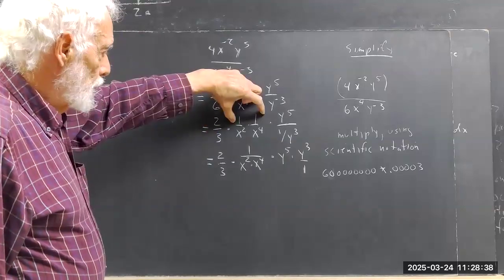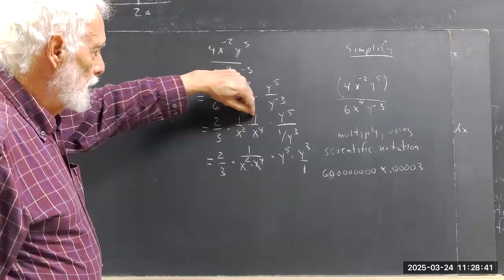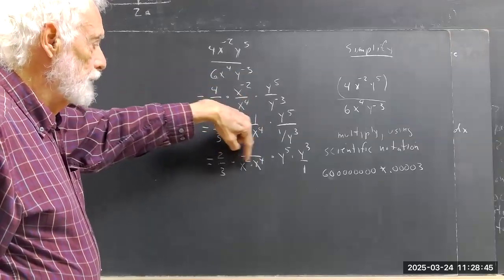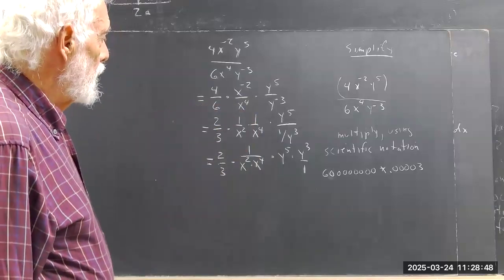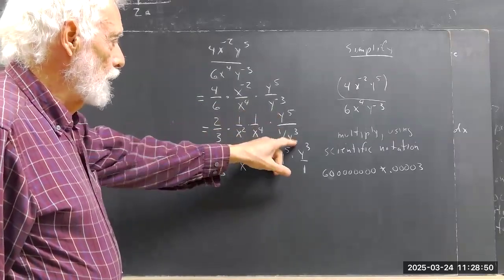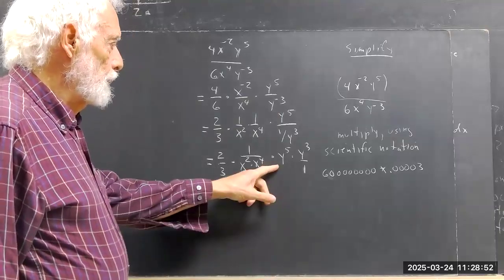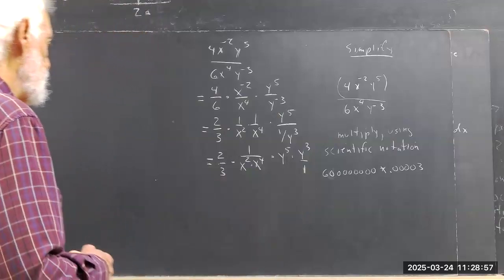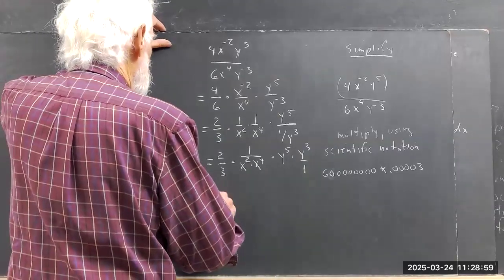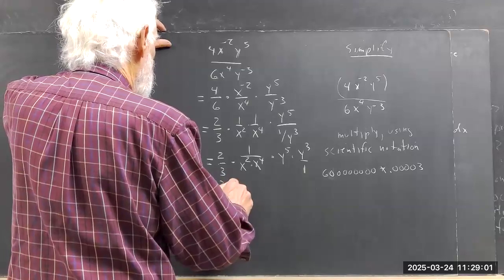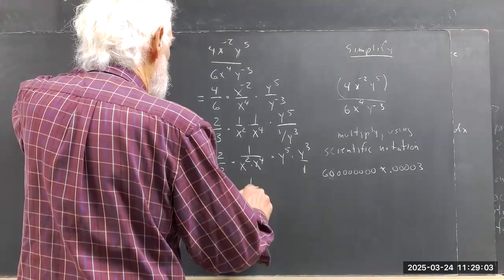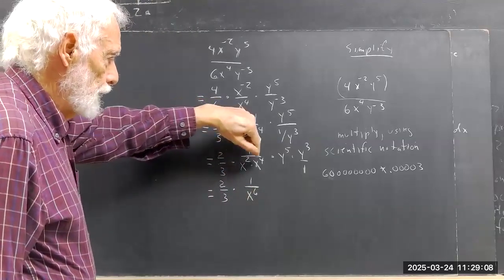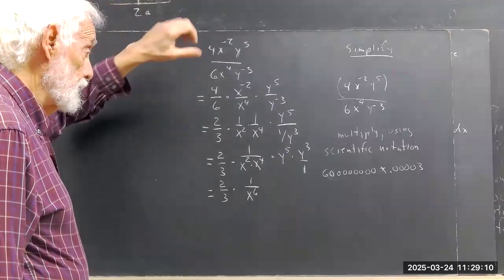First of all, we multiply these two fractions. Multiply the numerators, we get 1. Multiply the denominators, we get x squared times x to the 4th. For dividing y to the 5th by 1 over y cubed, it's the same as multiplying y to the 5th by y cubed over 1. So now we can say we have 2/3 times 1 over x to the 6th. And everybody understands, I think, why x squared times x to the 4th is x to the 6th.